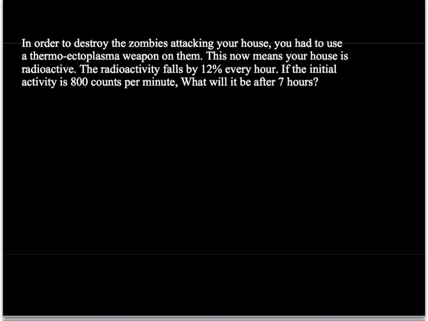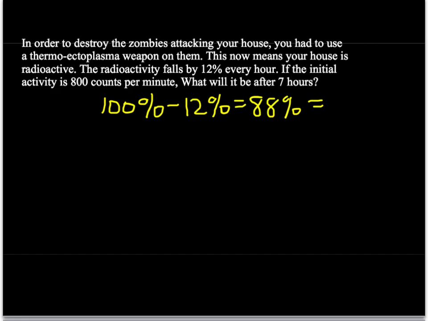So, again, we're going to start with the same thing. Because, alright, the radioactivity count is 800 counts per minute right now. But we need to find out what our multiplier is going to be. Well, we start with 100%. We're going to lose 12% every hour. So we're going to take away 12%, which gives me 88%. Now, 88% as a decimal is 0.88. So that's the multiplier we're going to use.